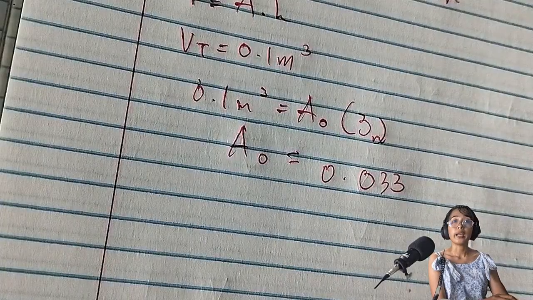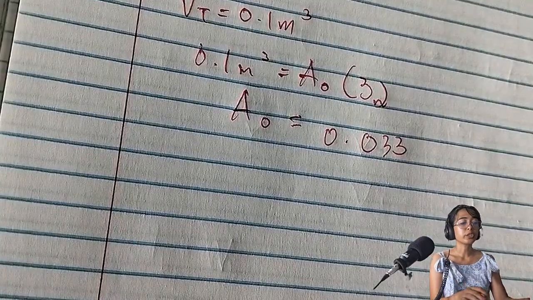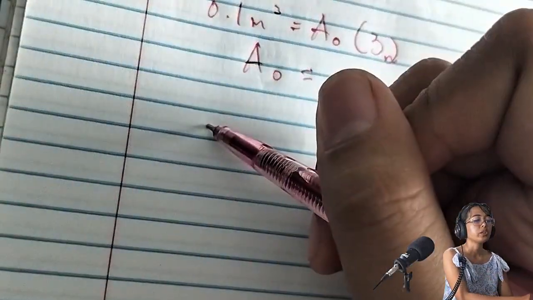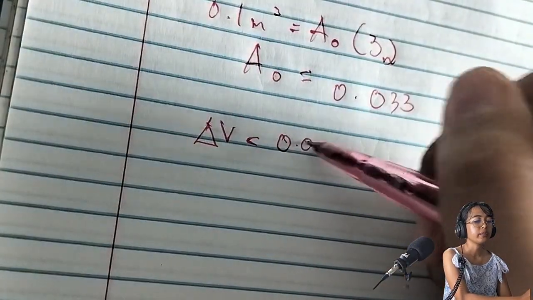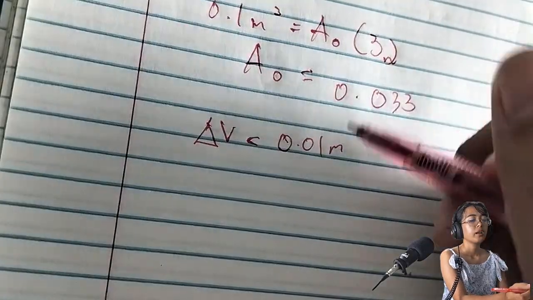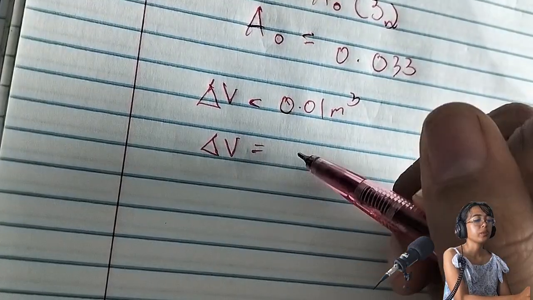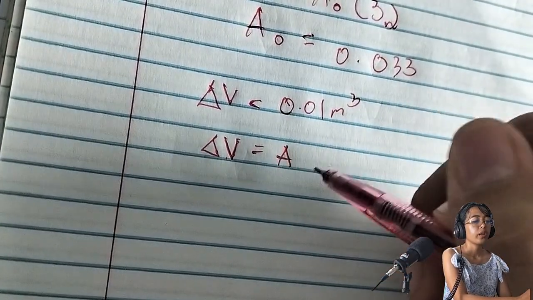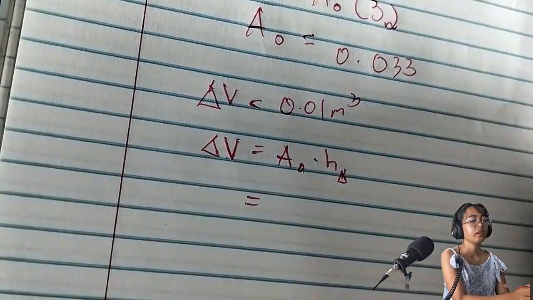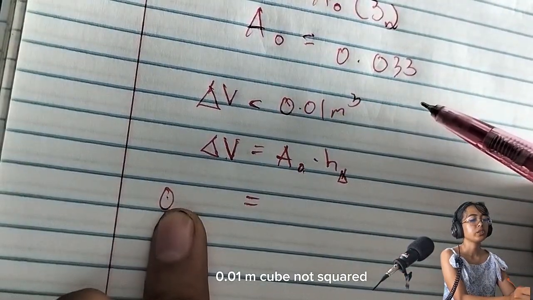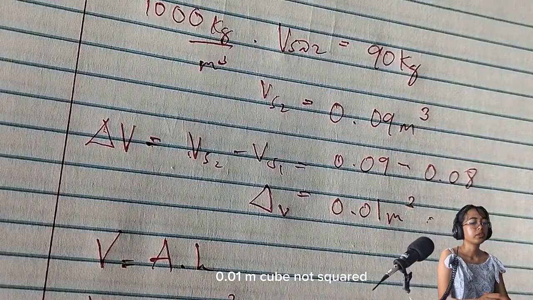0.033. Then, since na natin area sa circle, then we could already get the height of the volume submerged using the change of the volume. So, since our change of the volume is 0.01 meter cube, na makuha na nato ang height. So, change of volume is equal to area of the circle times change of height. So, pila tong change of volume niya? 0.01 meter cube.